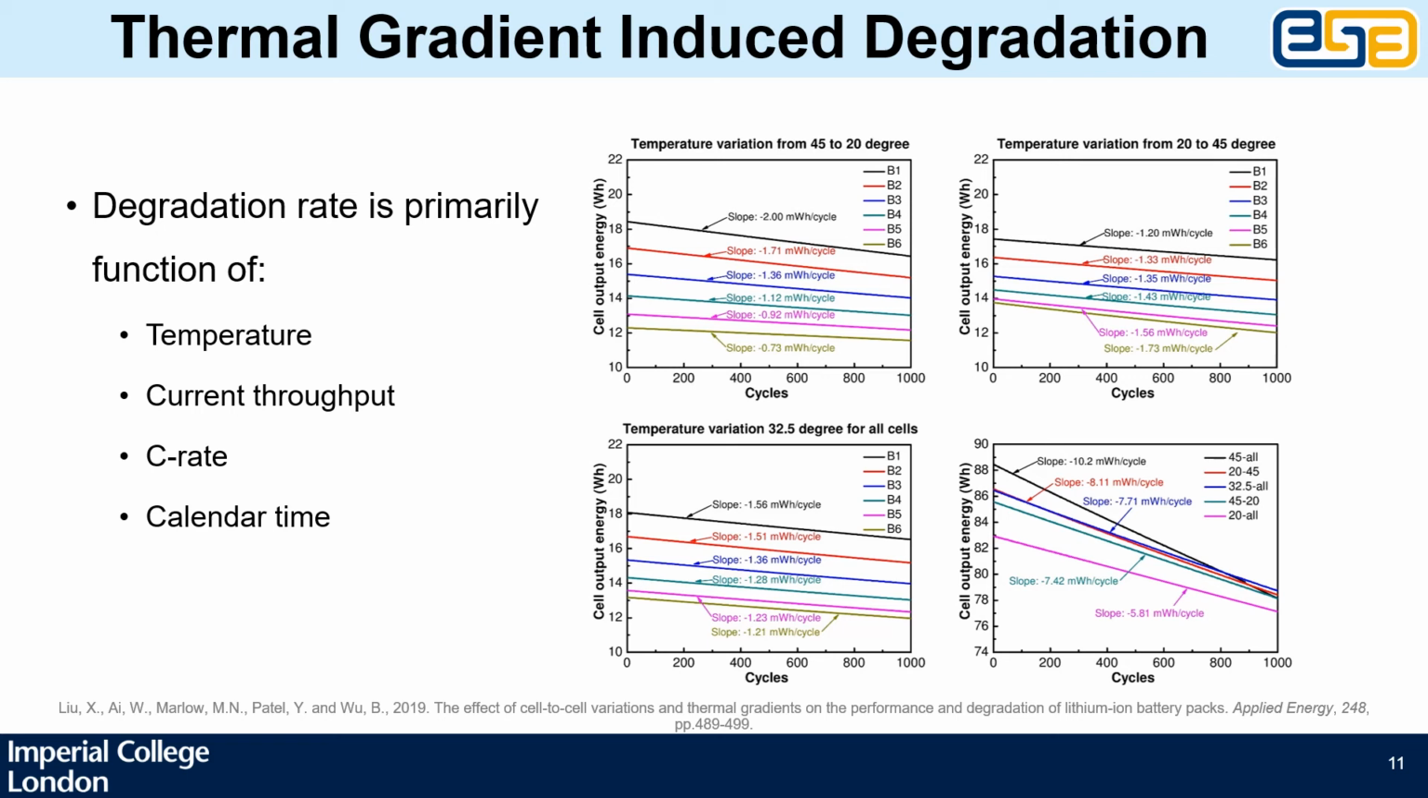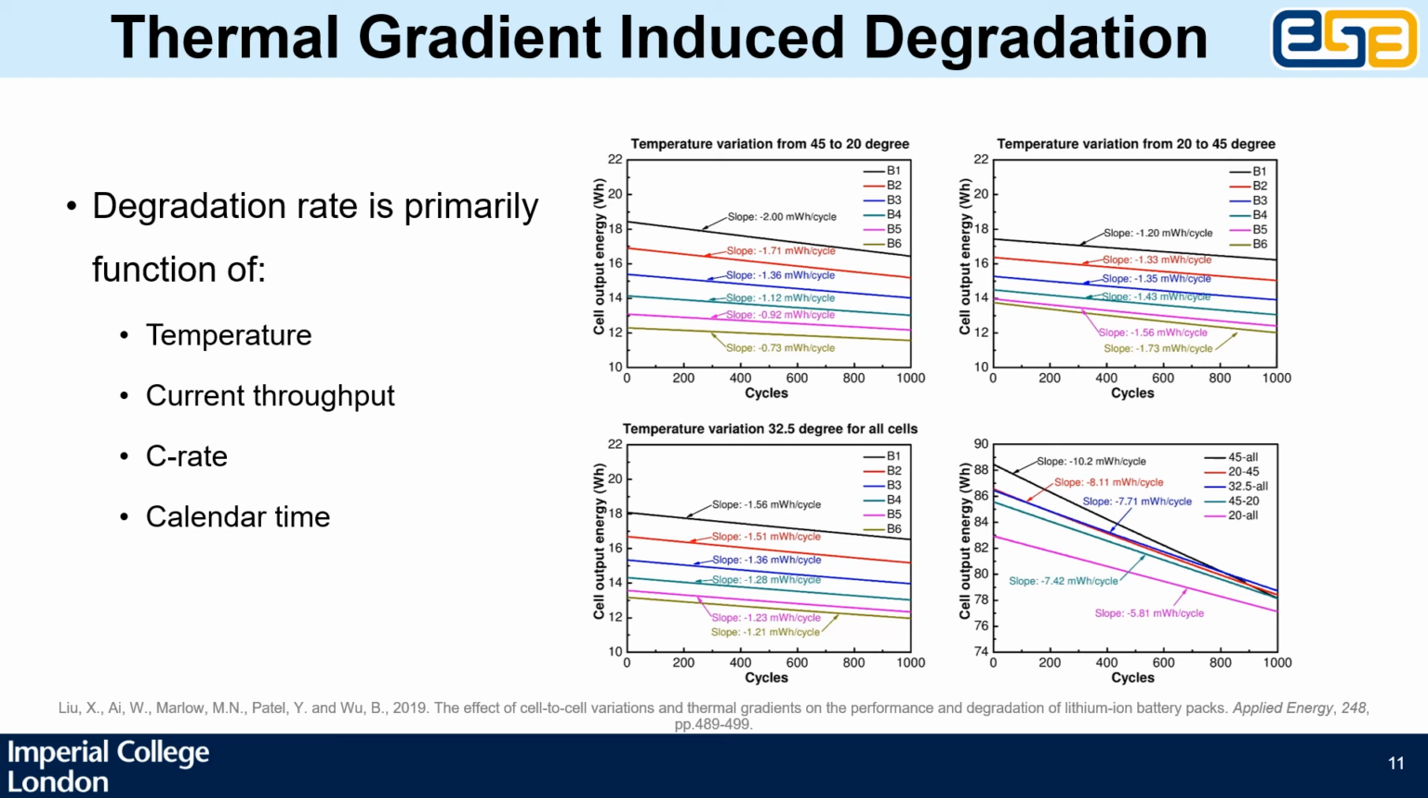Degradation of a lithium-ion battery is primarily a function of several factors, including temperature, current throughput, C rate, and calendar age. And thermal gradients at the pack level influence all of these but calendar time. Thermally driven current heterogeneities will change the current throughput, peak and mean C rates that a cell sees within the pack, and therefore all of these cells within the string will see differing conditions, which will increase the state of health deviation over time, which is undesirable.